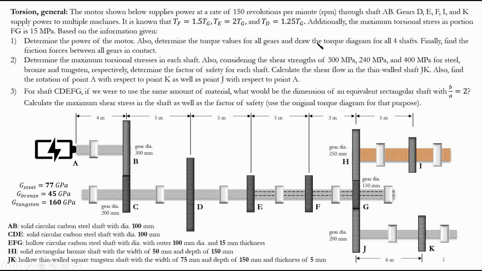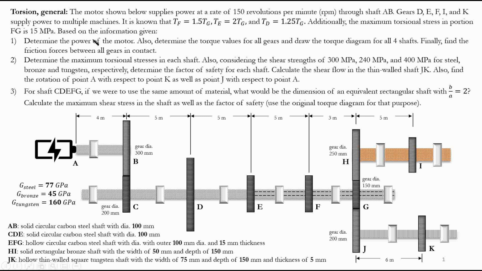And additionally, the maximum torsional stress in portion FG is 15 megapascal. Now, this information is key, right? The power is not given, so from some location here, we have to extract some torque data, so that we can have our torques for the gears as well as the torque for the shafts, and we can of course draw the torque diagram. So we should get that information from somewhere, and this is the key information: the maximum torsional stress in portion FG is 15 megapascal.